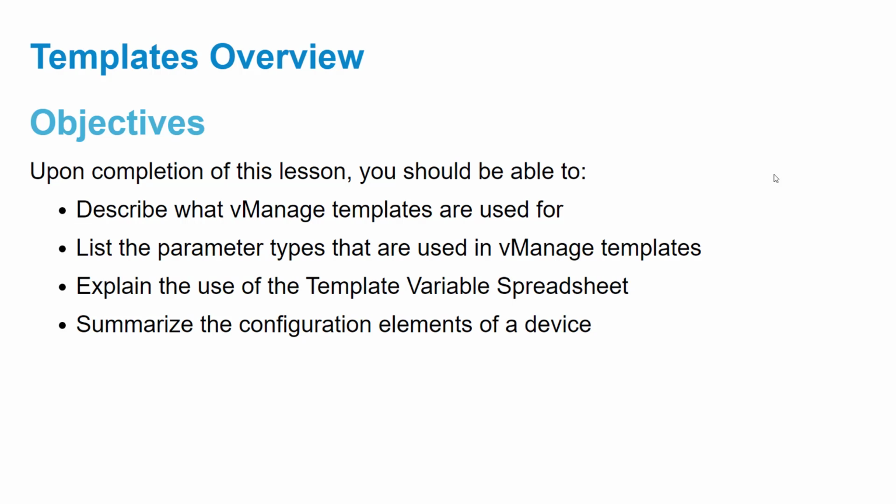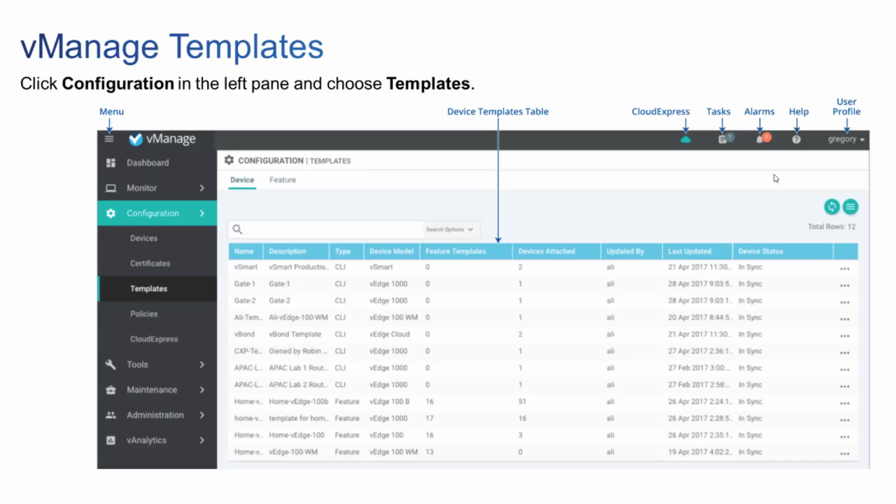Then we're going to take a look at the different configuration elements of a device, and then we'll wrap up this lesson and do a deeper dive into template configuration and template management in the vManage system. So the first thing we want to take a look at is what is an SD-WAN template?